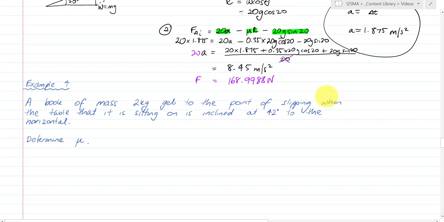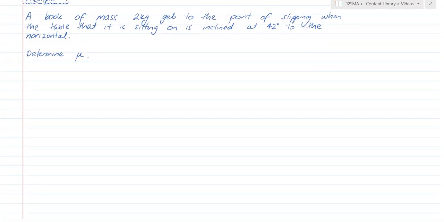So let's have a look at example 4. In example 4, a book of mass 2 kilograms gets to a point of slipping. A point of slipping means that the frictional force and the force being applied are equal. And we need to determine mu to make that happen. We know the point of slipping happens at 42 degrees. So let's have a look.